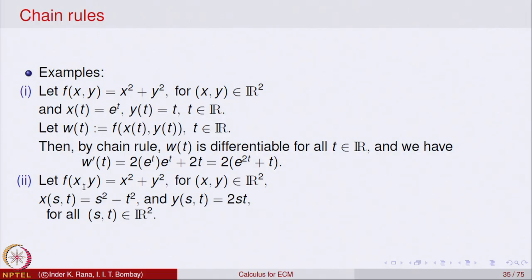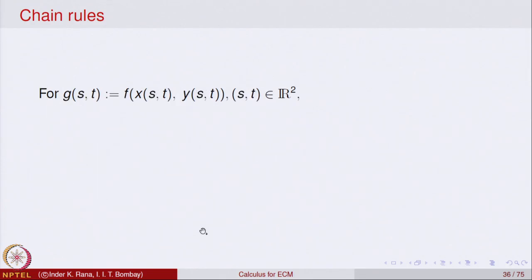f(x(s,t), y(s,t)). So, we can compute the partial derivative of that function. The function is g(s,t) = f(x(s,t), y(s,t)), with s, t belonging to R. So, g is a function of two variables s and t. However, this comes as a composite function f(x(s,t), y(s,t)). So, g as a function of two variables will have partial derivatives with respect to s and with respect to t. So, how do you find that?